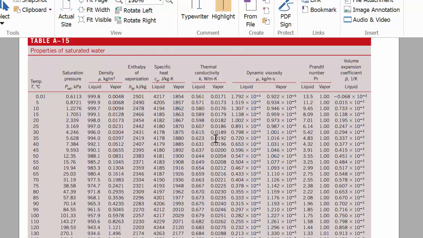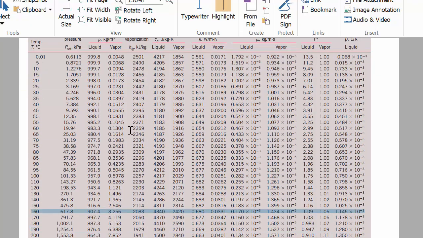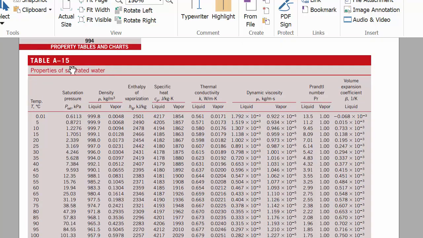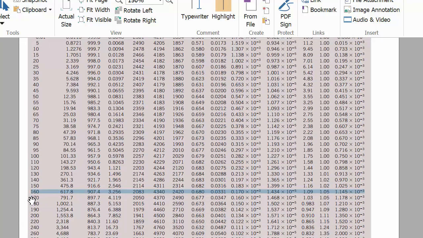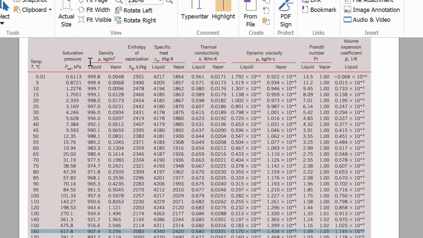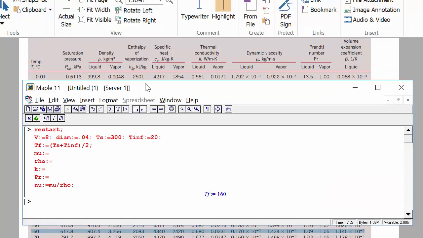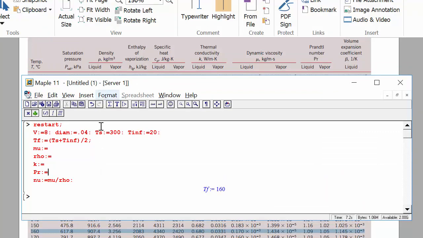So here is the instructor resource for the appendix. This is the same as the one that you have printed in your copy of the textbook. So table A15 has all these useful properties of water. At 160, the film temperature, we can get all the information that we need. So the density is 907. Why don't we temporarily put this here? You have to be really careful to read off of the right column.